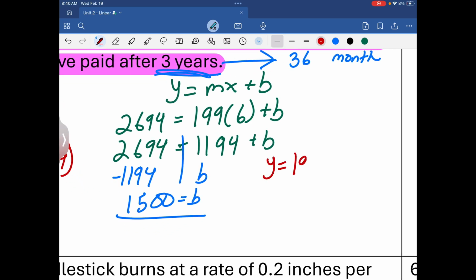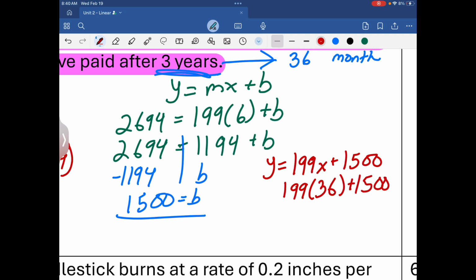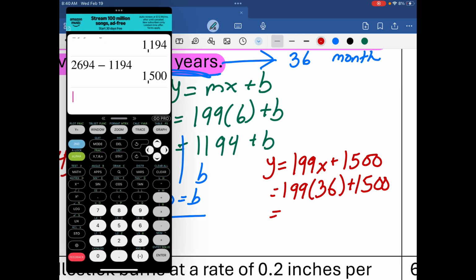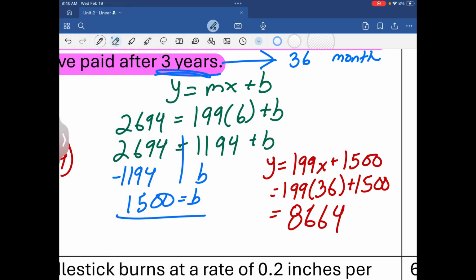So we then have to rewrite our equation so we can use it. Y equals 199x plus 1,500. And we can plug in that 36 into x. So if we do 199 times 36 plus 1,500, we get 8,664. And this problem is talking about him buying a car, and you buy a car with money. So that means our units is dollars.